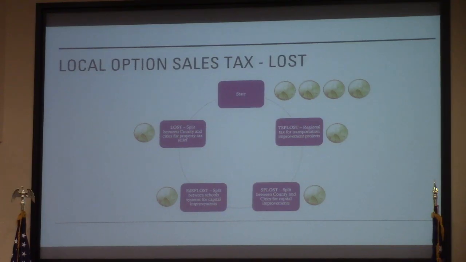Just as a reminder for local option sales tax, there is 8 cents sales tax in Lowndes County. 4 cents of that goes to the state of Georgia. 1 cent is for the T-SPLOST, which is the regional tax for transportation improvement. 1 cent is the SPLOST, which is split between the county and the cities for capital improvement. 1 cent is the education SPLOST, which is split between the school systems for capital improvement. And the other penny is for the local option sales tax, which is split between the county and the cities, and it's used for property tax relief. So that rolls back the amount that you would have to generate from property taxes and reduces that tax bill.